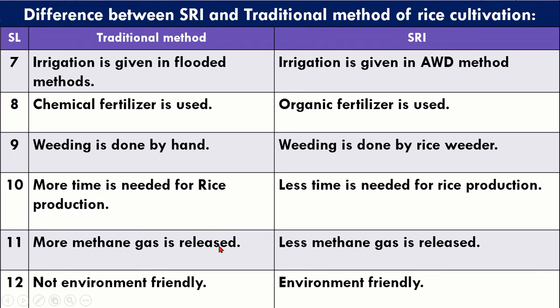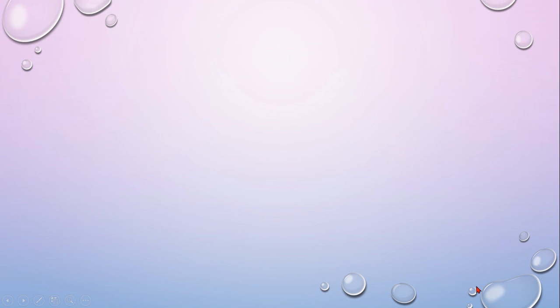More methane gas is released, because most of the time the soil is in a stagnant water condition, but here there is not too much water, that is why less methane gas is released. And eventually, at last, I can say that this one is not environment friendly, and this one is environment friendly. So this is all about today's lecture.